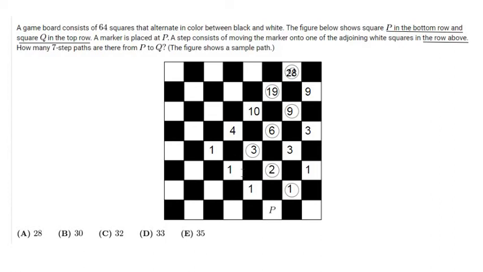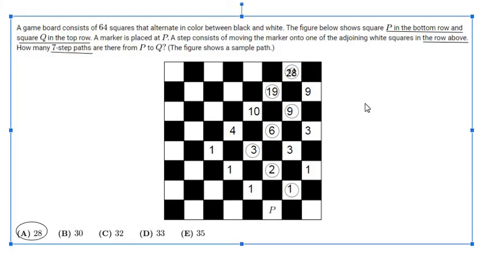Pascal's triangle states that each number which comes next is the sum of the two numbers it comes from. For example, 2 is 1 plus 1 from the previous row. 3 in the third row above P is the sum of 1 and 2. And so on, it continues all the way to Q. So continuing this pattern all the way to Q, we get that the value at Q is 28, and therefore our answer is A, 28.